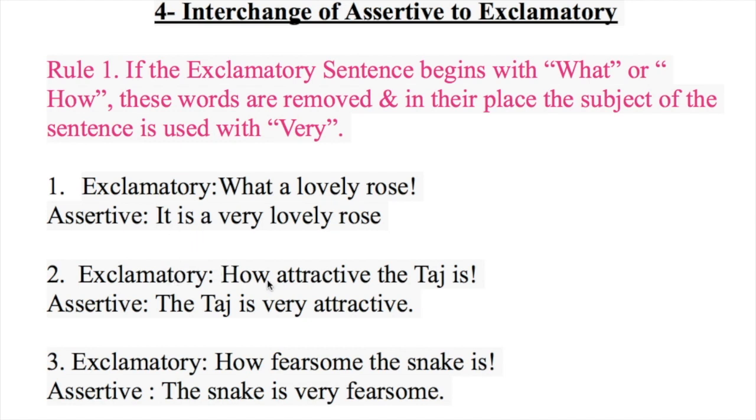So sometimes we also make use of 'it is' in order to refer to a subject. Another sentence is, how attractive the Taj is. The Taj is very attractive. So here you can see the subject is the Taj, so it has been used here with very. Then, how fearsome the snake is. The snake is very fearsome. So children, in this way we will change assertive sentences to exclamatory and exclamatory sentences to assertive.